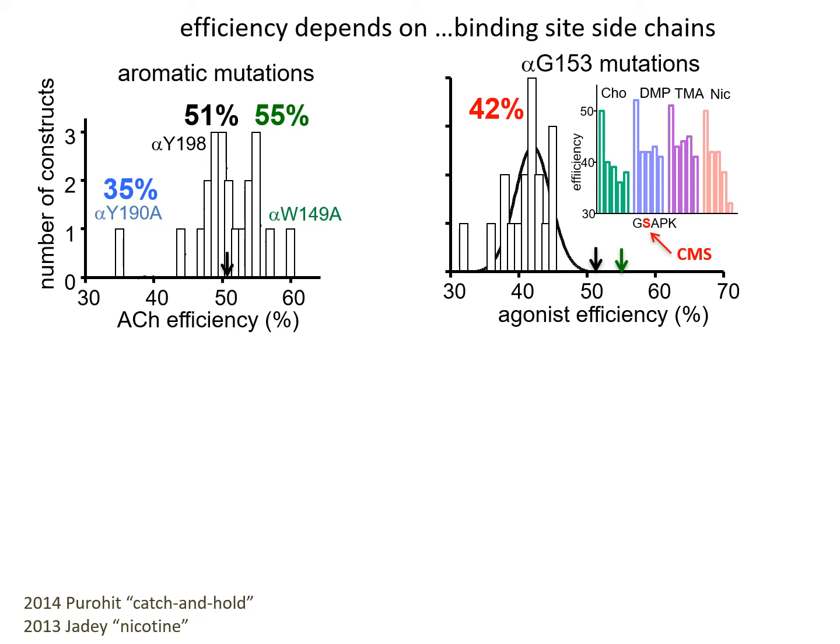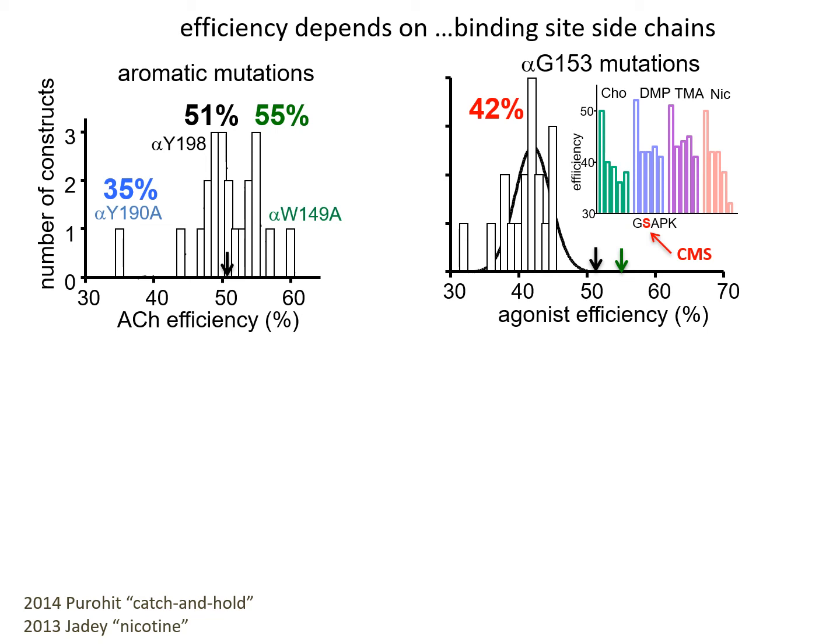So for all of these high efficiency ligands, the resultant efficiency after the mutation was 42%. You can see by the green arrows where the starting efficiencies were, and you can see in the histogram that the mean was at 42%, which is the resultant after the mutation. There was one that was about 32%, which was nicotine on G153K. That's shown at the very far right in the inset.